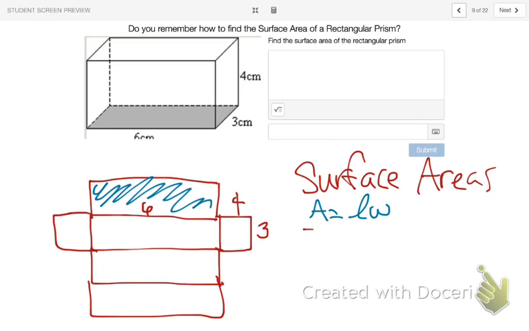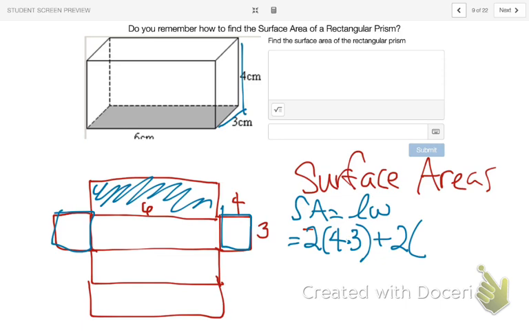So you have 6 faces, but they are different types. We have 2 of these that are 4 times 3. So for surface area, we're going to find 2 times 4 times 3, and then plus 2 times 3 and 6. That's what this shape is. There's going to be 2 of them.